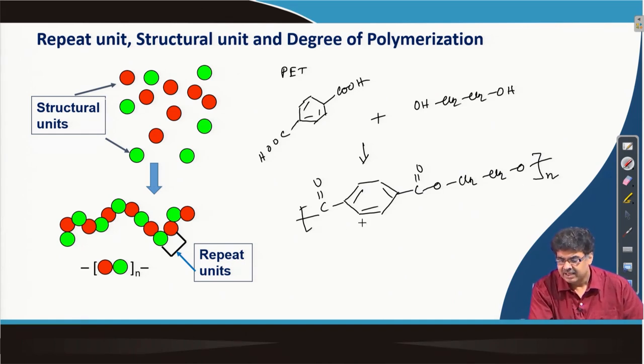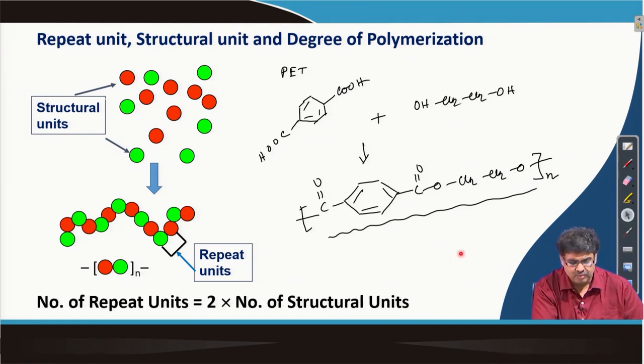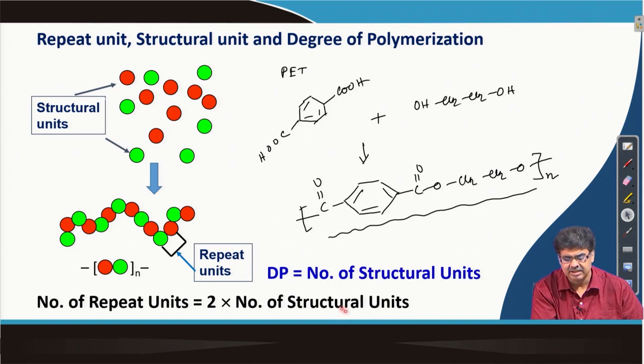Now, in this case, as you can understand, the repeat unit actually contains two structural units, one structural unit from terephthalic acid, another structural unit from ethylene glycol. So, the number of repeat units n is half the number of structural units. In this particular case, the number of structural units would be 2n, and we call that number of structural units the degree of polymerization, or DP. So, number of structural units is DP, and in this case we write this as 2n.